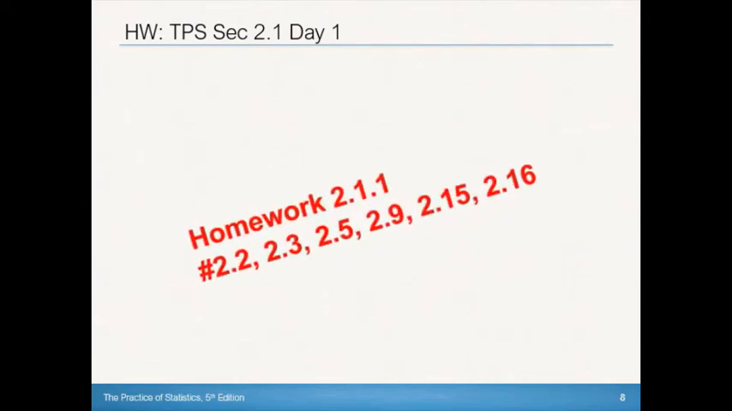All right, so we have some homework. I think because we have so much more time, we're going to go ahead and continue working on the next part of this section. So you'll have 2 homework assignments. You'll have 2.1.1 and 2.1.2, both due next class.